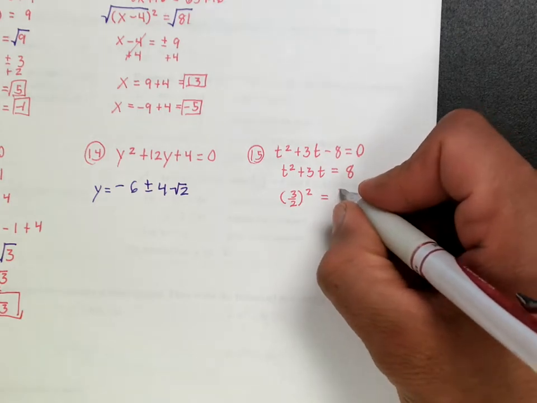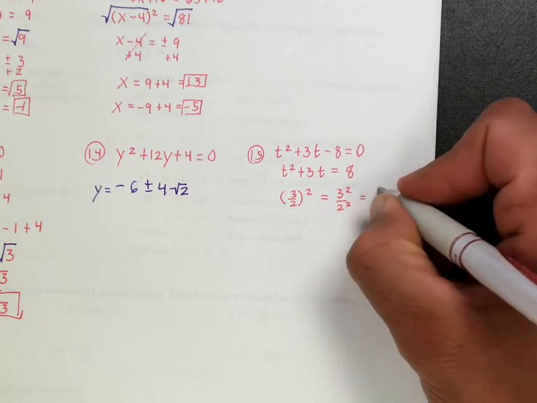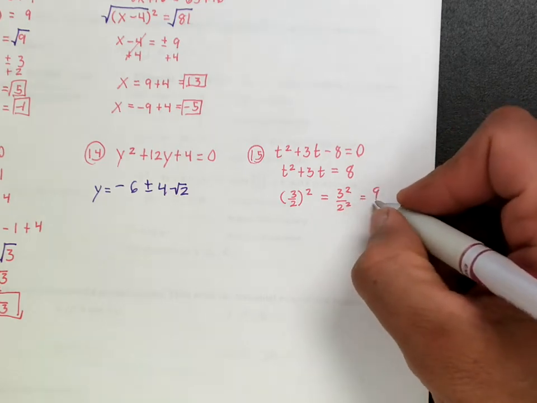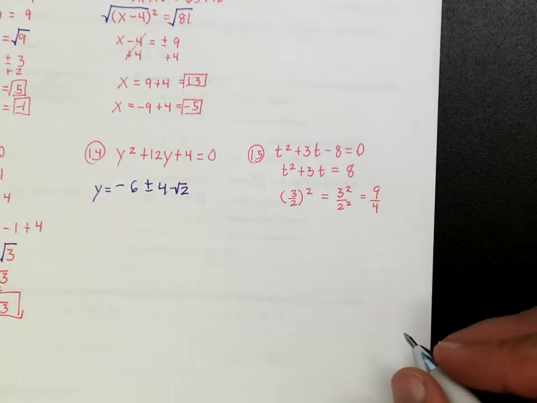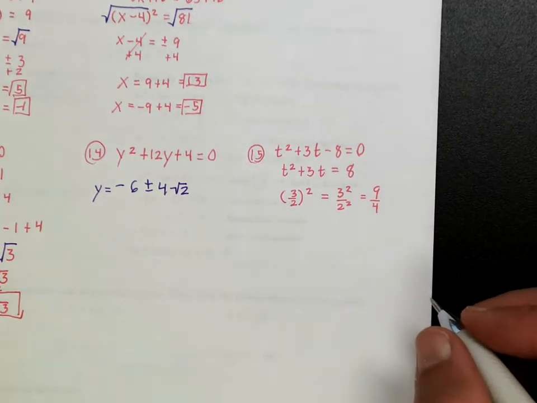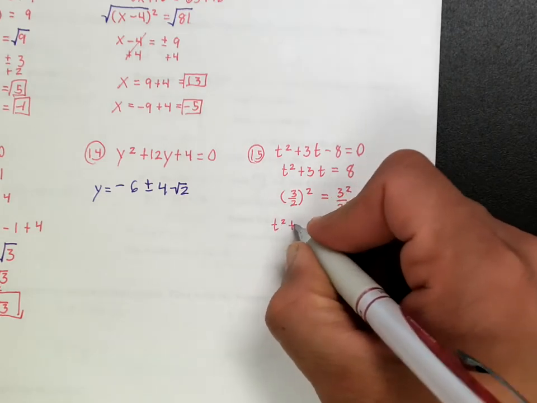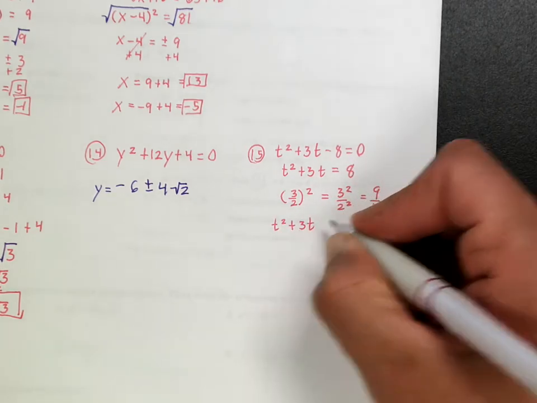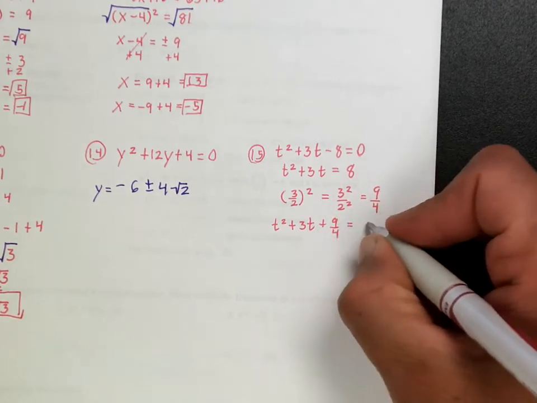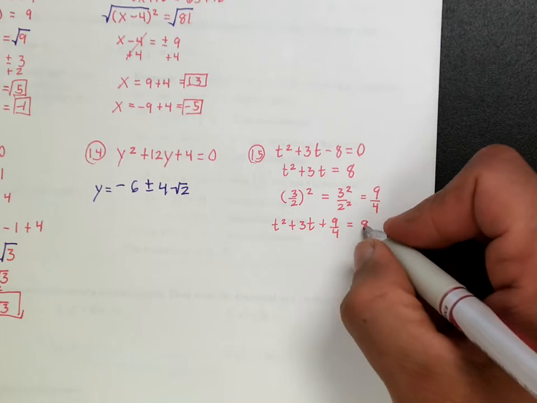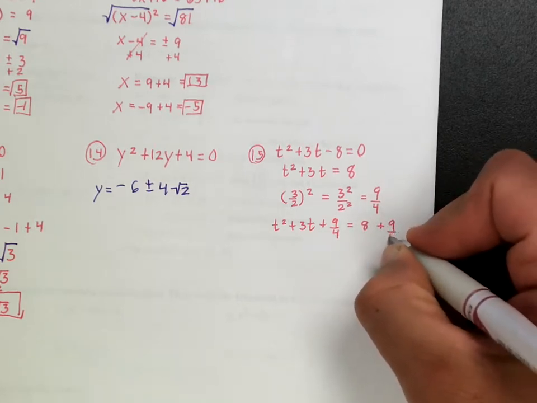Now, this would be the same thing as squaring this and squaring this. So it's going to be 9 over 4. Sort of similar to what we did at the front. So now I'm going to add that to the left and to the right. I'm going to add this 9 over 4 over here, and I'm going to add the 8 over 4 over here also.